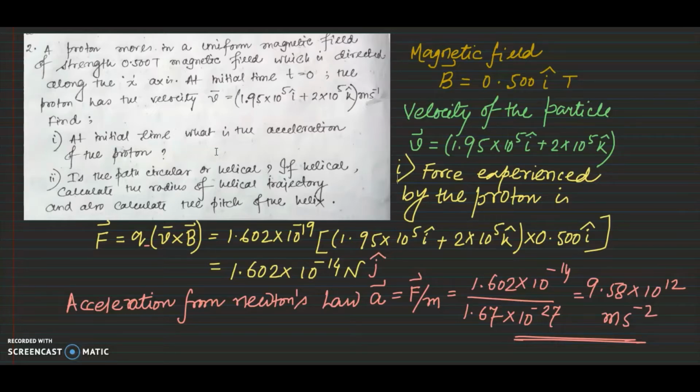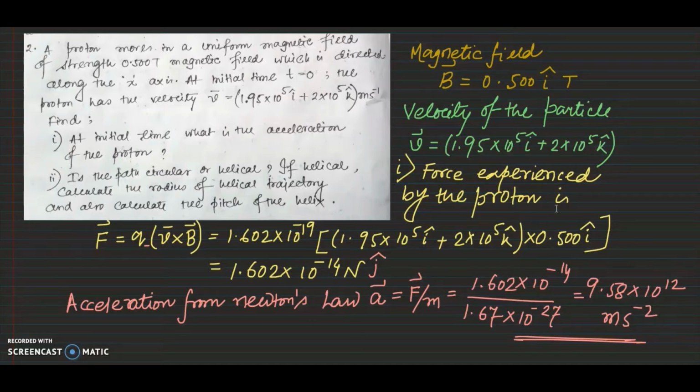We need to find two things. One is the acceleration of the proton at the initial time, and the second is whether the path is circular or helical. If helical, calculate the radius of the helical trajectory and also calculate the pitch of the helix. In my last video I discussed what the pitch of the helix is. Now the magnetic field is B vector equal to 0.5 Tesla directed along the x-axis, so the unit vector is i cap. The velocity of the particle is v vector equal to 1.95 times 10 to the 5 i cap along the x-axis plus 2.2 times 10 to the 5 k cap along the z-axis.